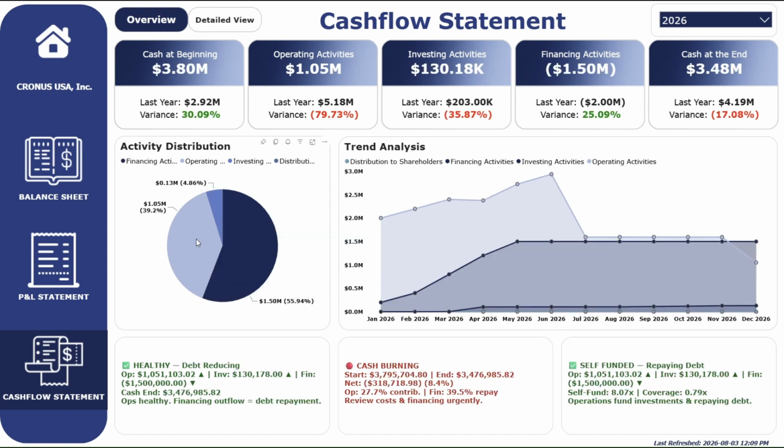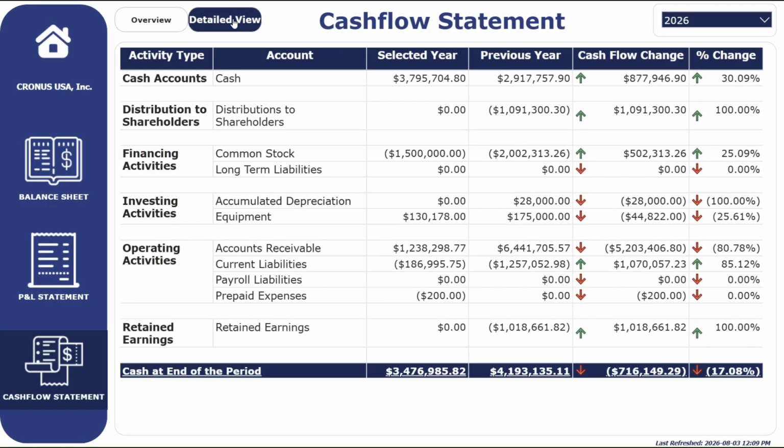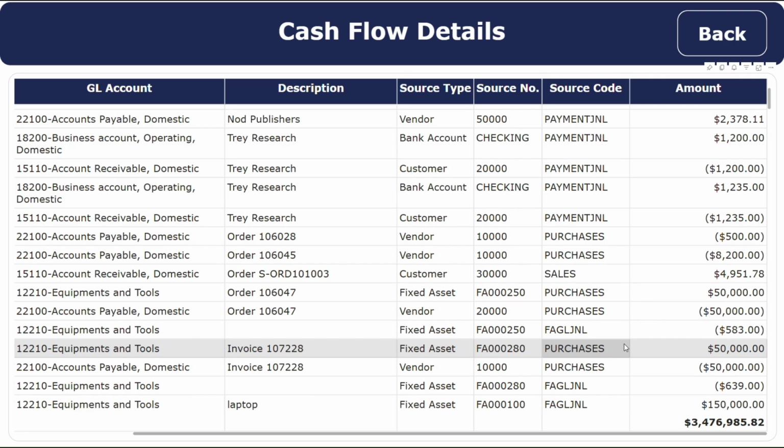The detailed cash flow statement offers a category-wise breakdown of all cash flow activities for the selected reporting period, alongside the previous year's performance. Here you can analyze operating cash flow, investing cash flow, financing cash flow, retained earnings, cash flow variances, and percentage changes. Conditional indicators immediately highlight increases and decreases, while the ending cash balance provides a clear understanding of the organization's liquidity position. This report enables management to improve cash planning, optimize investments, and make informed financing decisions.